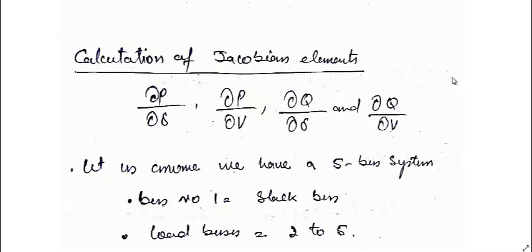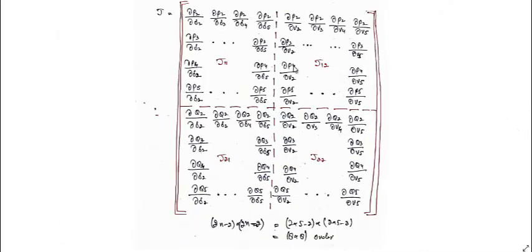Before going into calculating the Jacobian elements, we'll first take an example of a 5-bus system where bus number 1 will be a slack bus and the load buses will be from 2 to 5. So we'll calculate its Jacobian first. The Jacobian will be like this. J will be delta P2 by delta delta 2, delta P2 by delta delta 3, delta P2 by delta delta 4, delta P2 by delta delta 5, delta P2 by delta V2, delta P2 by delta V3, delta P2 by delta V4, delta P2 by delta V5.